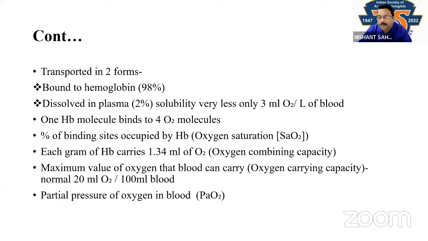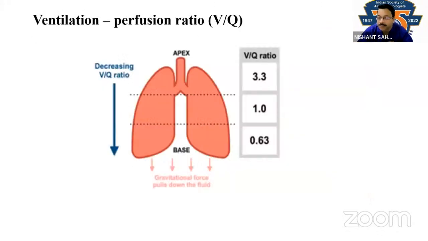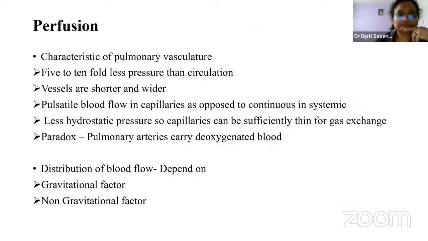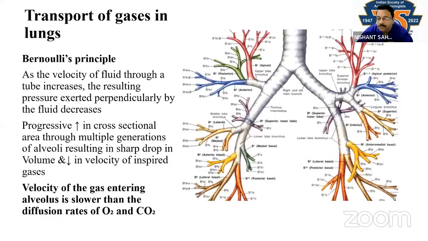There is one by Dr. Aditya. In the transport of gases, we say that the velocity decreases in the bronchioles and alveoli, which helps in the diffusion of gases. So he asks, when there is an increase in the respiratory rate on a ventilator, does the velocity of gas change? This is based on Bernoulli's principle. What is taken care of during mechanical ventilation?